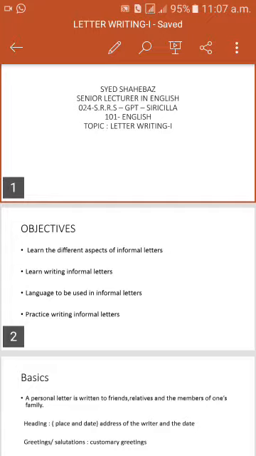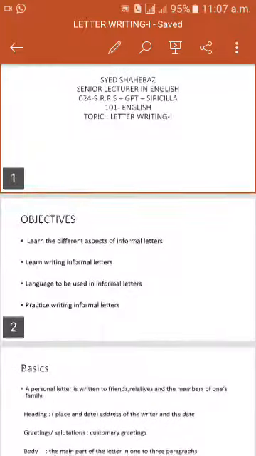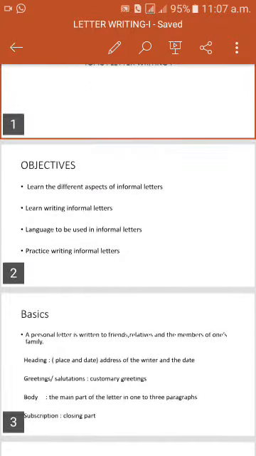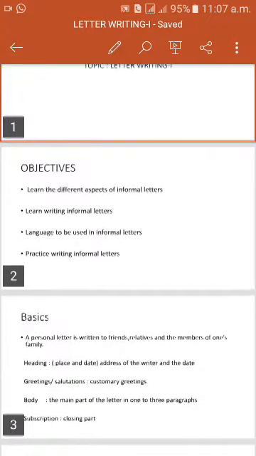The second category of letters is informal letters. Informal letters are personal letters. We write these letters to the members of our family. We write these letters to our friends. We write these letters to our relations near and dear. These are informal or personal letters.